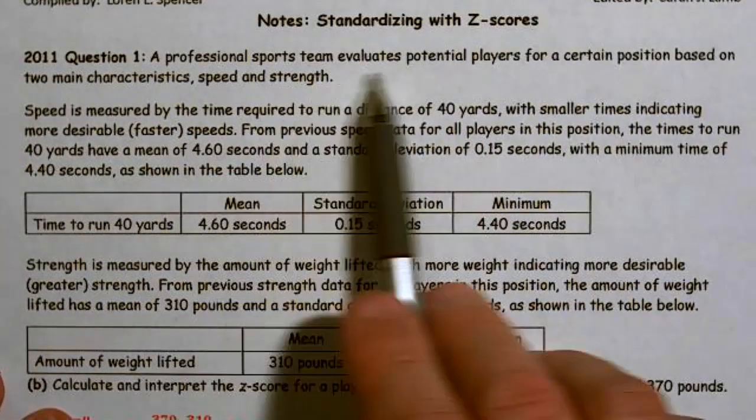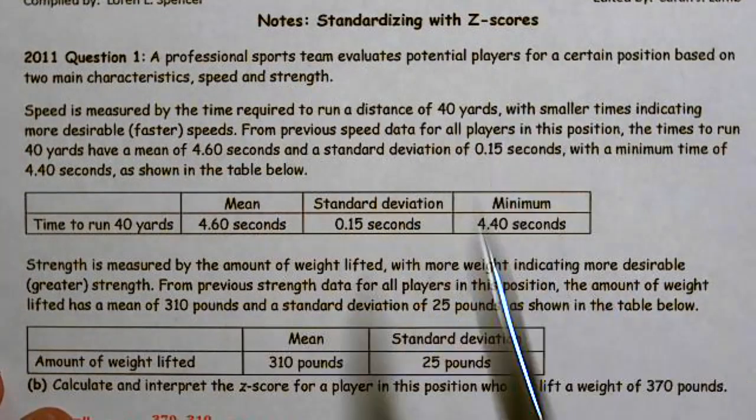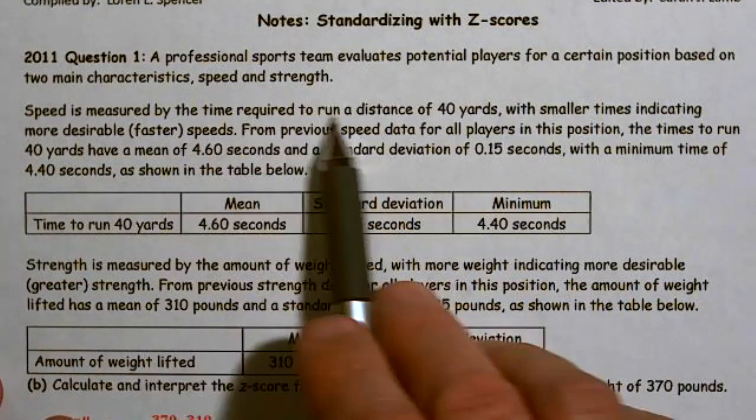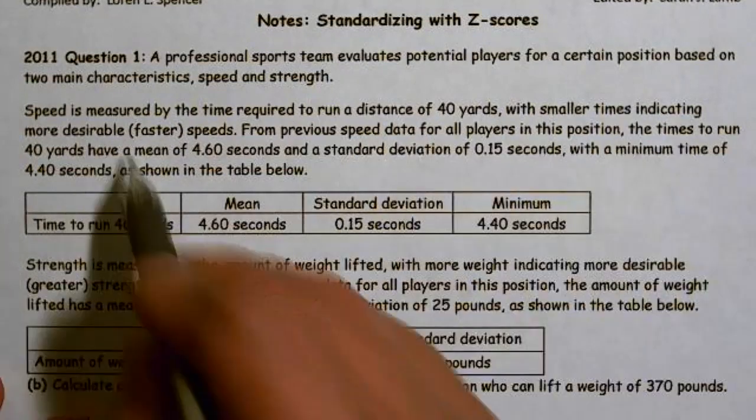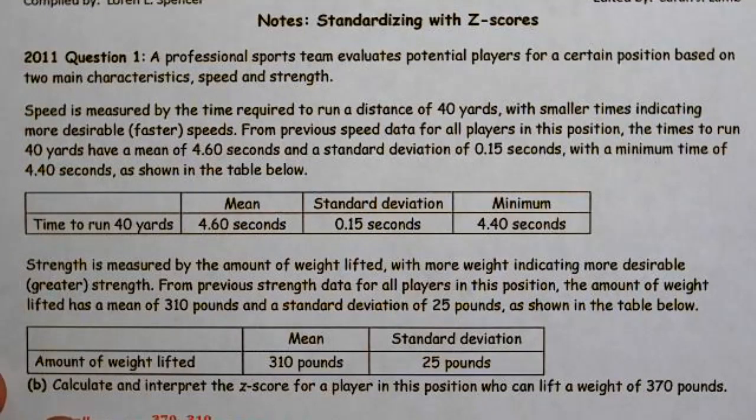A professional sports team evaluates potential players for a certain position based on two main characteristics, which are speed and strength. Speed is measured by the time required to run a distance of 40 yards, with smaller times indicating more desirable or faster speeds. In other words, you want your time to be small. Small is faster.